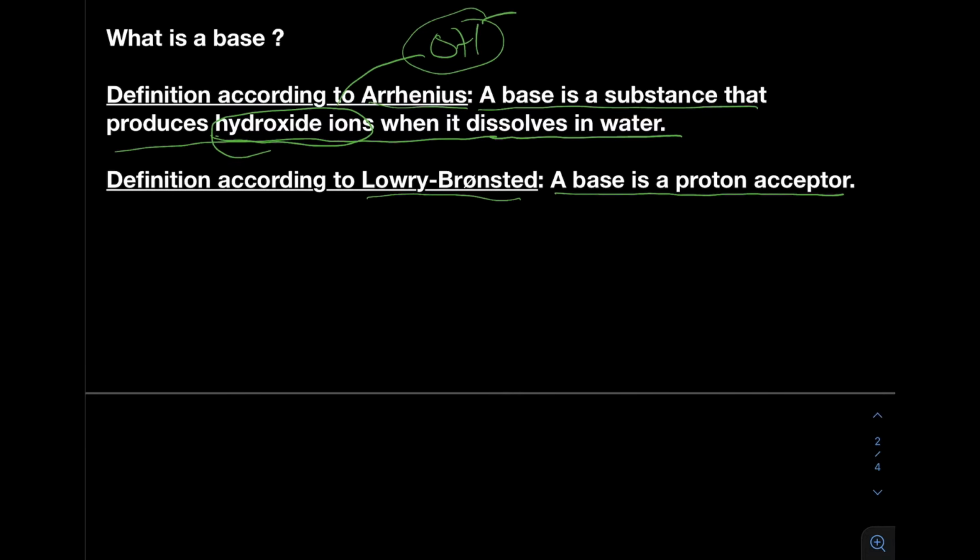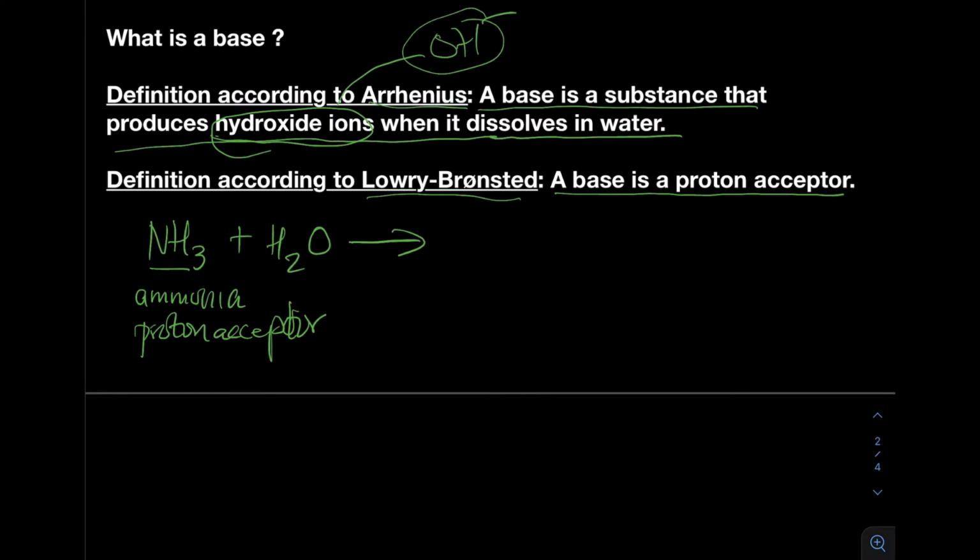Let's look at an example. Let's say we have a base, NH3, and we dissolve it in water, right? Its name is ammonia. Ammonia is one of the bases that ionizes. It's because all the bases dissociate, but this base doesn't dissociate. It ionizes when dissolving in water. Now, what's going to happen? We said the base, according to Lowry and Bronsted, is a proton acceptor.